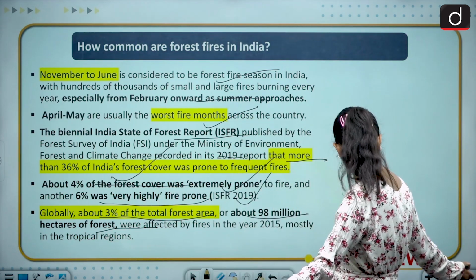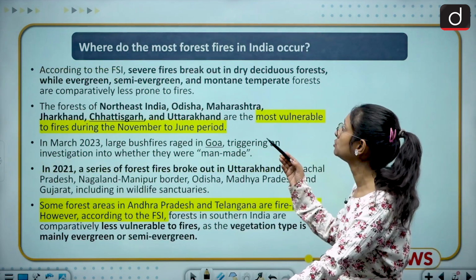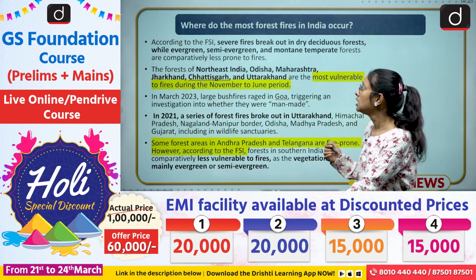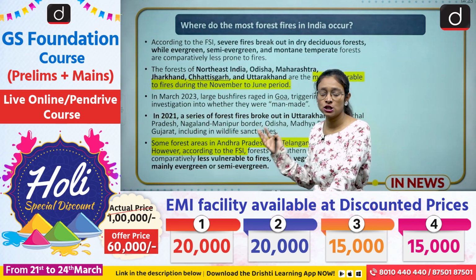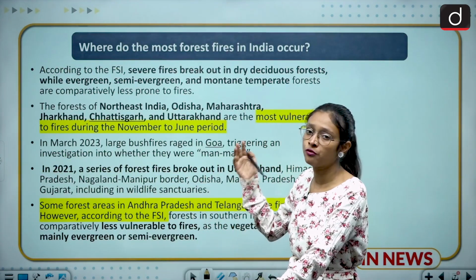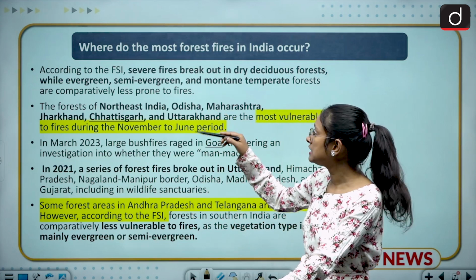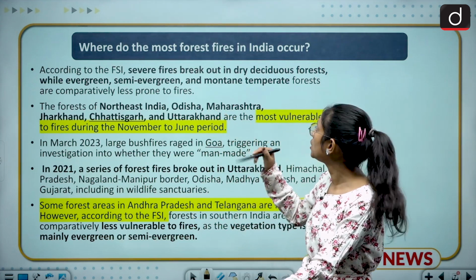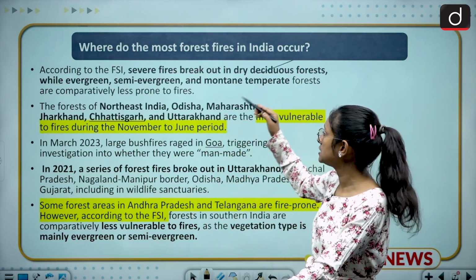Moving to the next slide. The next slide is about where most forest fires in India occur. When it comes to vegetation, temperature or climatic conditions, and the forest types, generally severe forest fires break out in the dry deciduous forest.